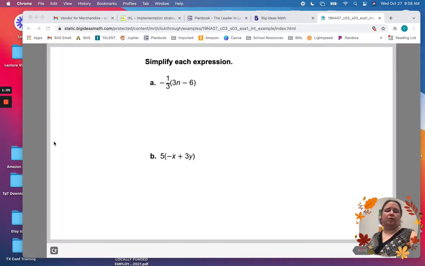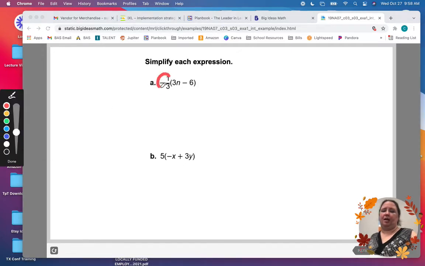All right, so we're going to simplify each expression. Can you take a wild guess on how we're going to simplify this? What is the name of this lesson? Distributive property. So we're going to use distributive property to simplify this expression. When I use distributive property, I'm going to take whatever number is in front of the parentheses, and let me get my little marker, and I'm going to multiply this number times both of the coefficients.